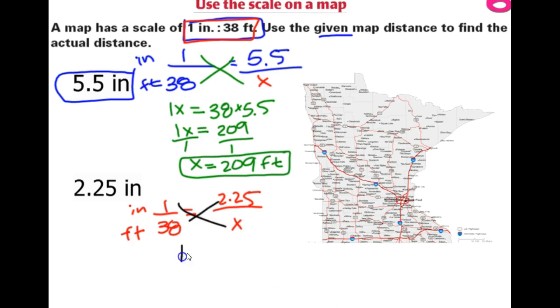So if we cross multiply, 1 times x is 1x. 38 times 2.25 is 85.5. And again, we are talking about feet on the bottom.